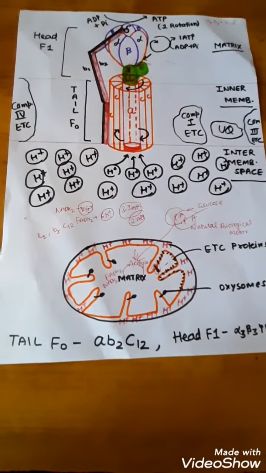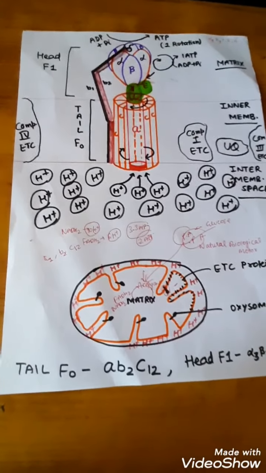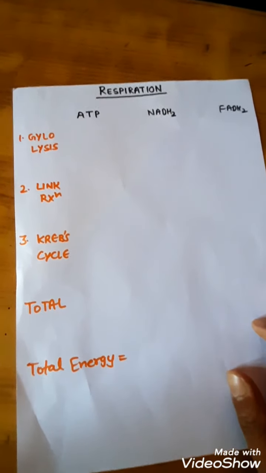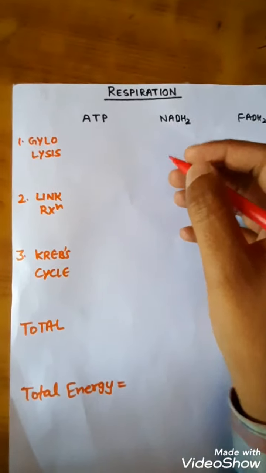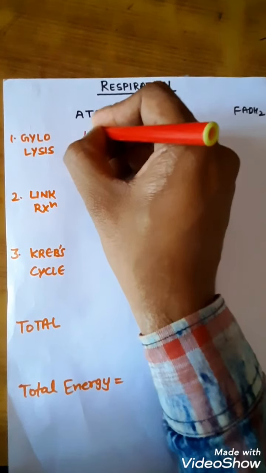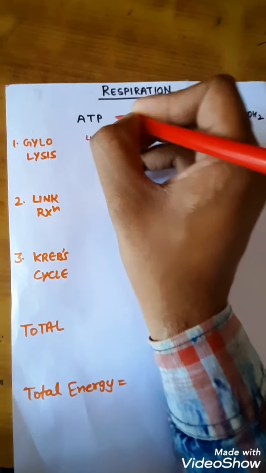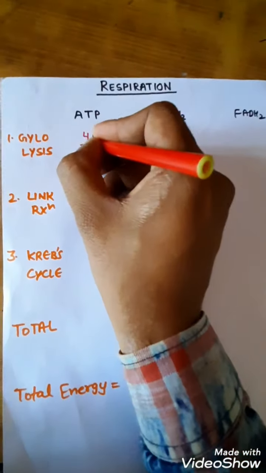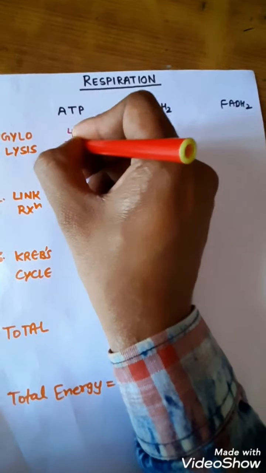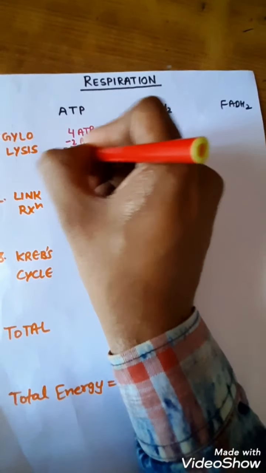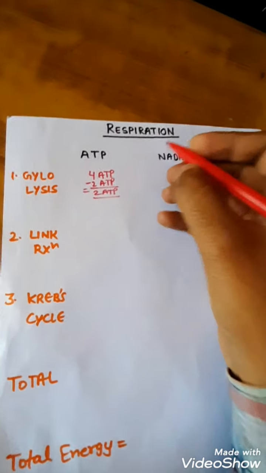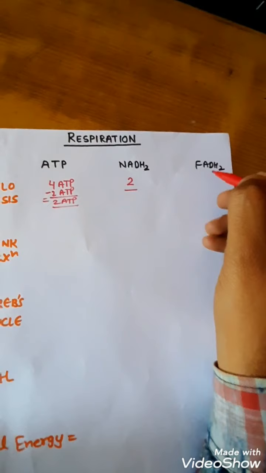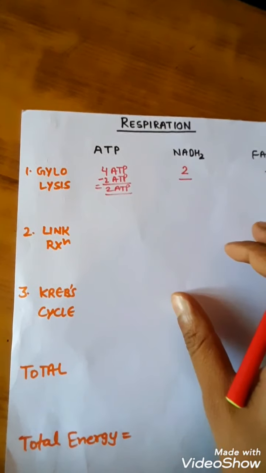So very quickly we will also summarize the energy chart of the respiration. So here is the energy sheet of respiration. In the glycolysis, a total number of 4 ATPs are produced, but 2 ATPs we have used in the preparatory phase of the glycolysis. So overall energy gain of the ATPs will be 2 ATPs in the glycolysis. A total of 2 NADH2 are produced in the glycolysis. There will be no generation of FADH2 in the glycolysis reaction.